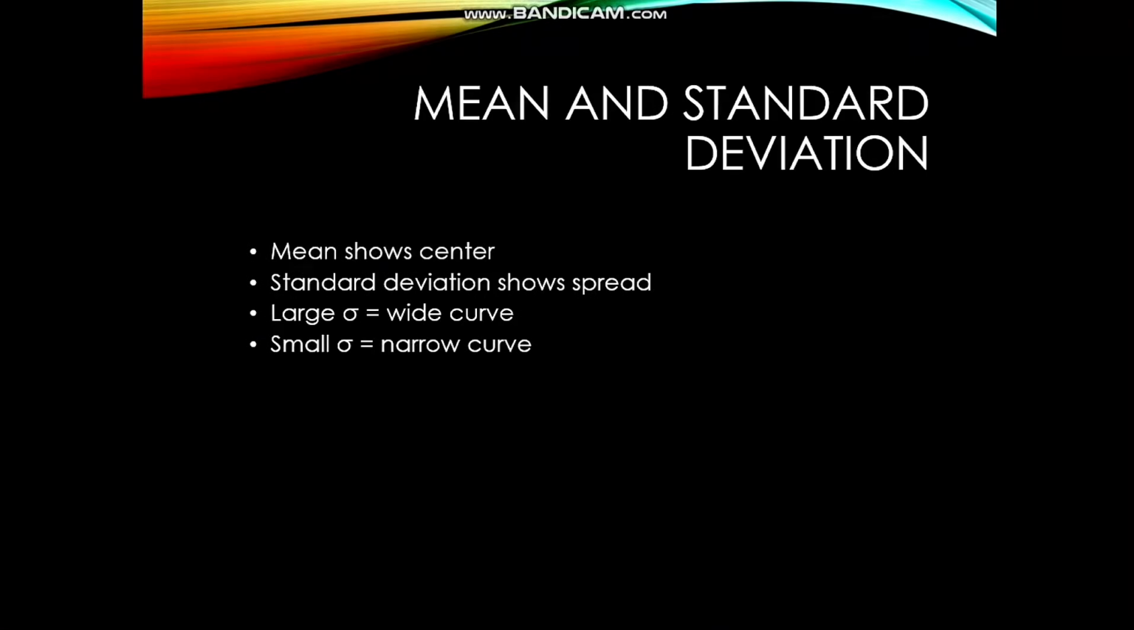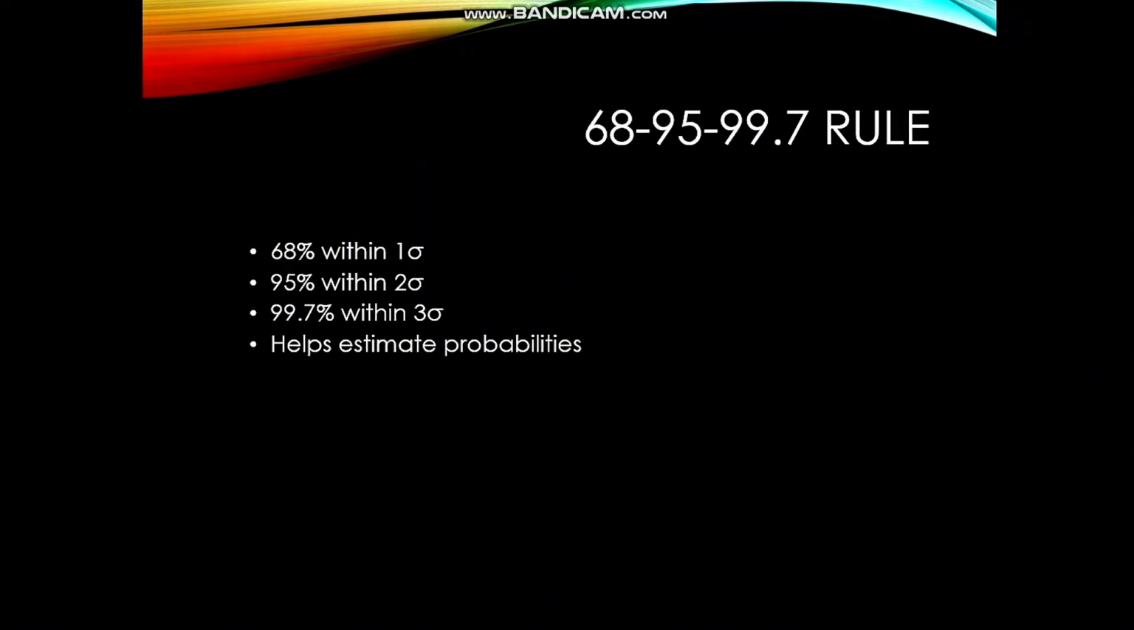The mean shows the center of the data. The standard deviation shows how spread out the data is. A large standard deviation means the data is more spread out. A small standard deviation means the data is closer to the mean.